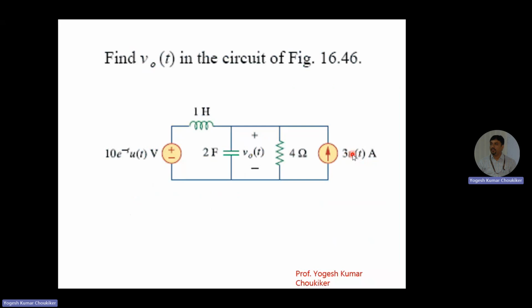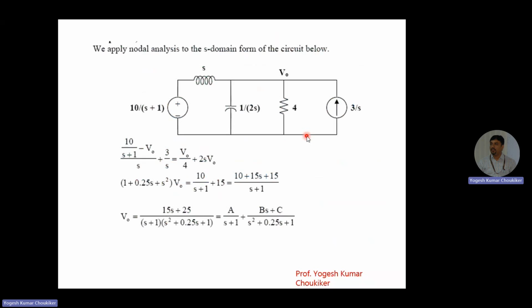Now we will take one very simple example, which, if you closely look, is with zero initial condition. The circuit is in the time domain. You need to convert all the values to the frequency domain: 10e^(-t)u(t), 1 H, 2 F, 4 ohm and 3u(t). Now we will convert to the s domain.